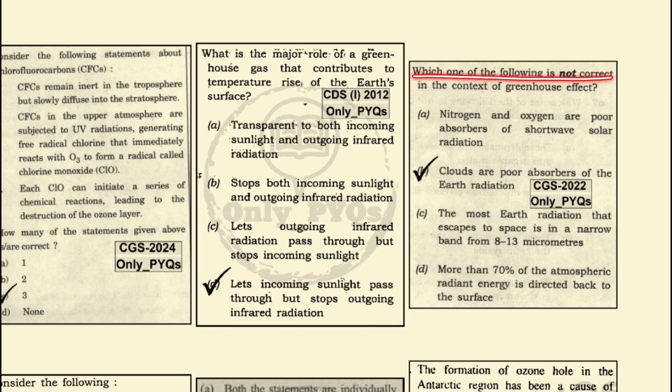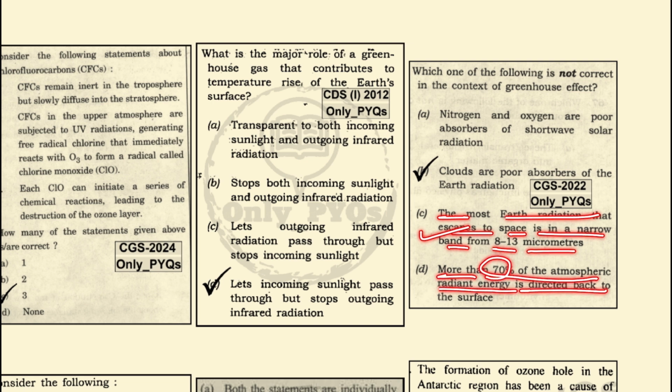Which one of the following is not correct in the context of the greenhouse gas effect? Nitrogen and oxygen are poor absorbers of the shortwave solar radiations. Yes, this is a correct statement. Clouds are poor absorbers of the Earth's radiation. No, this is a wrong statement because they are good absorbers. Most of the Earth's radiation that escapes to space is in the narrow band of 8 to 13 micrometers. This is also a correct statement. More than 70% of the atmospheric radiant energy is directed back to the surface. This is also a correct statement.